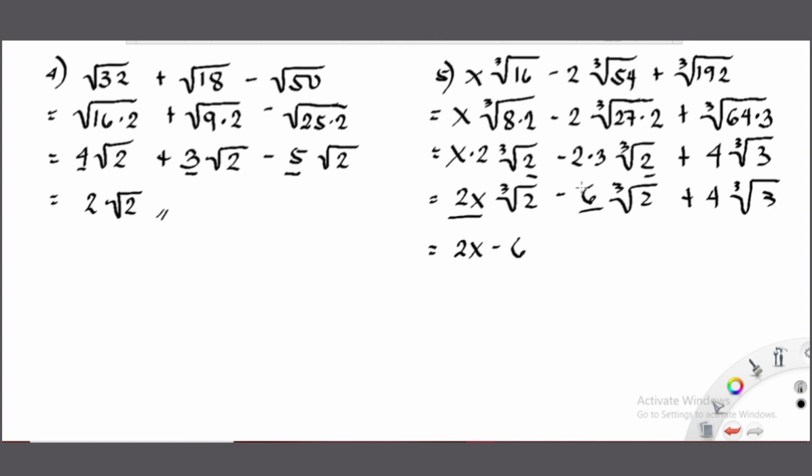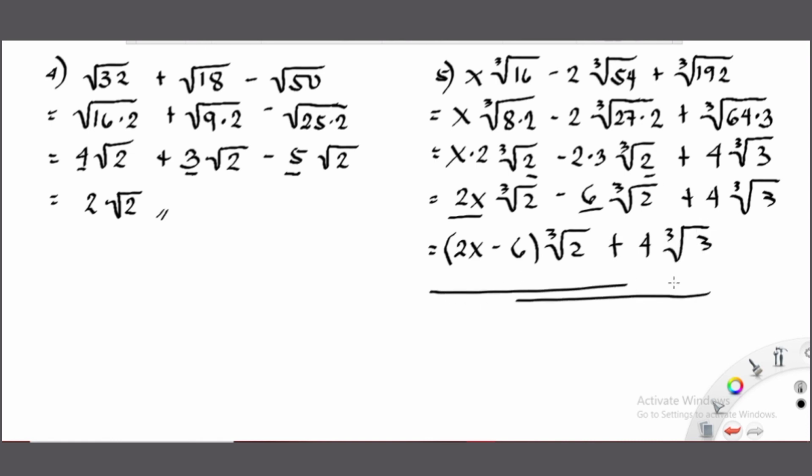Alright? And then, we will copy the cube root of 2. Lagyan natin ng parenthesis. Okay? Kasi if not, pag walang parenthesis, it will look like yung negative 6 lang ang may cube root of 2. So, para malinaw na both 2x and negative 6 ay may cube root of 2. And then, we will just copy it plus 4 cube root of 3. So, this is our final answer.